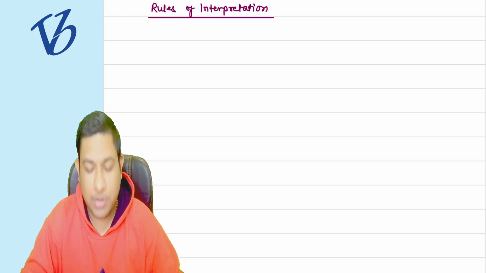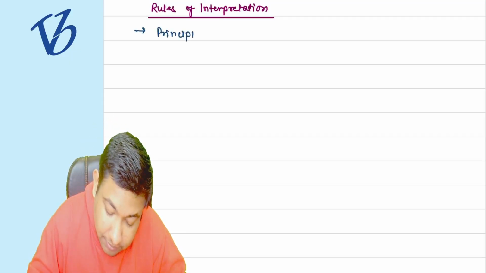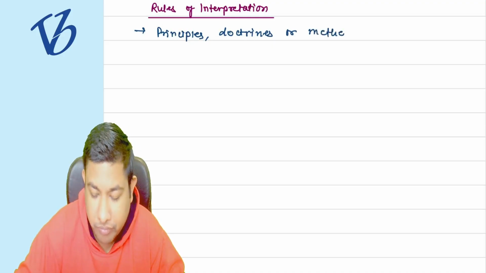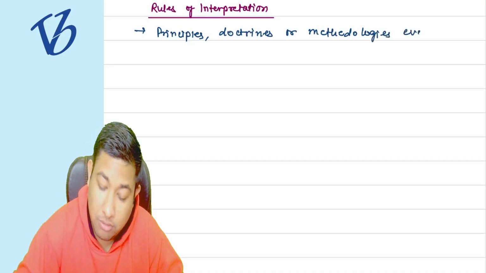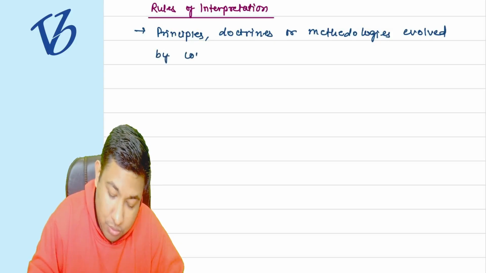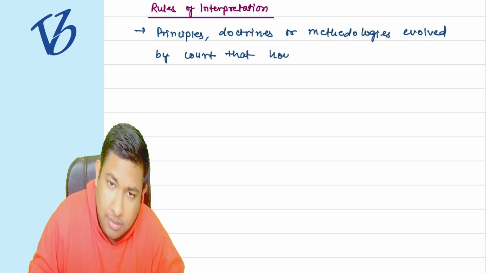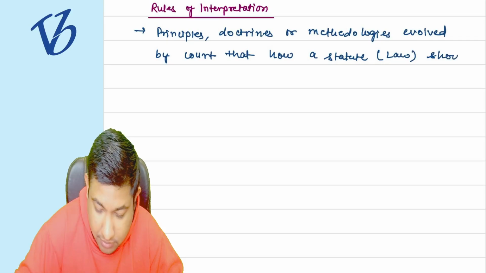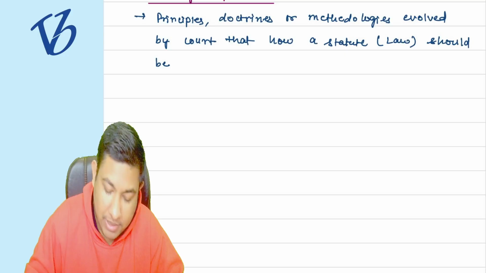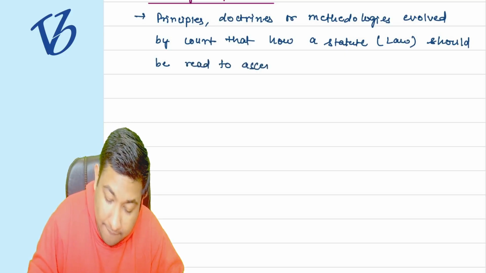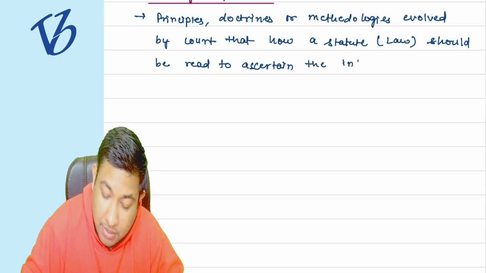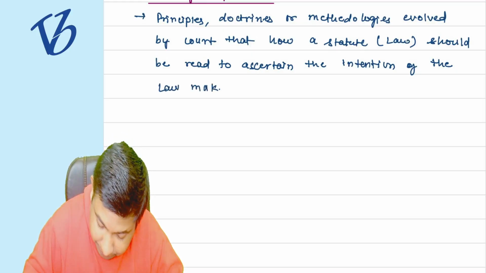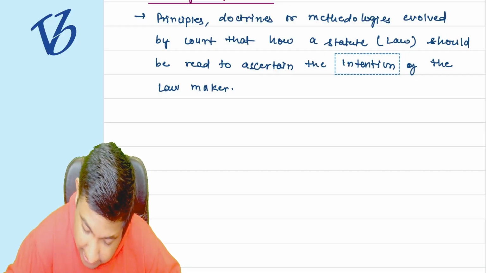Rules of interpretation, write it. It could be principles, doctrines, or methodologies evolved by the court that say how a statute (in bracket, a law) should be read to ascertain the intention of the lawmaker. The main important word is the intention.